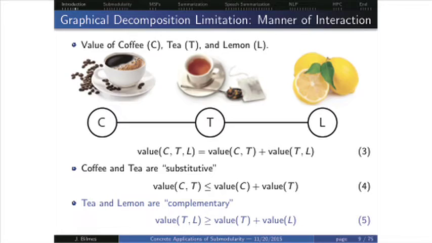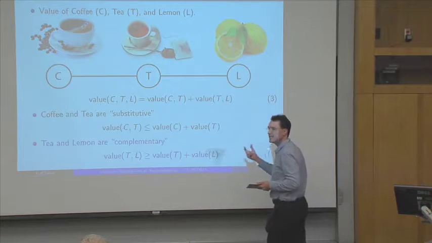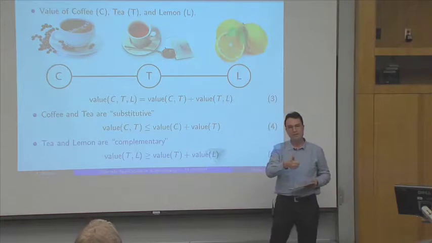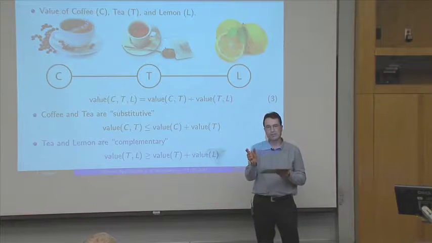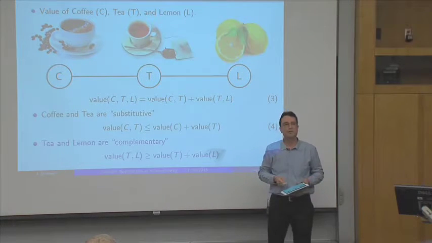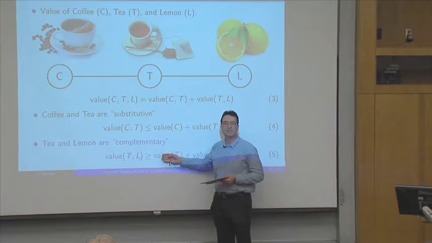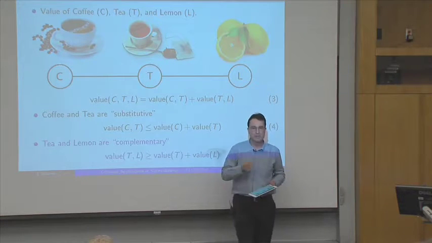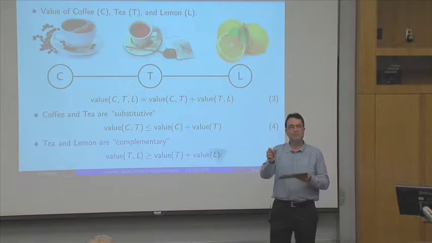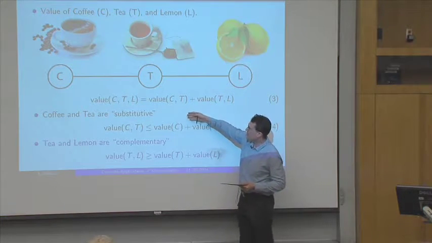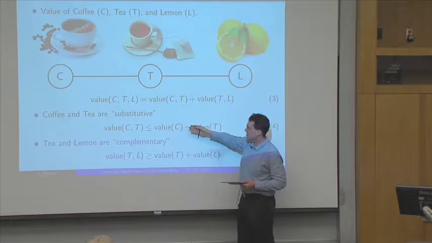But on the other hand, if you take the other two objects, tea and lemon, they're in some sense what could be called complementary, in the sense that the value of them together exceeds the sum of the values of each of the individual items. If you just have lemon by itself, lemon is not that useful. You usually use lemon with something else. You usually also have tea with something. Either you have tea with milk, or tea with lemon, or tea with something. But if you have tea and lemon together, the value of tea and lemon is probably greater than the sum of their separate values.